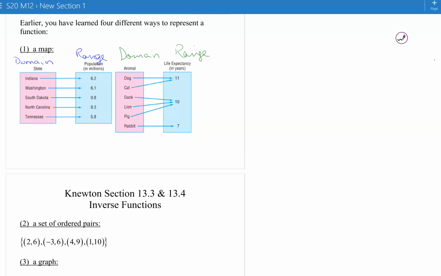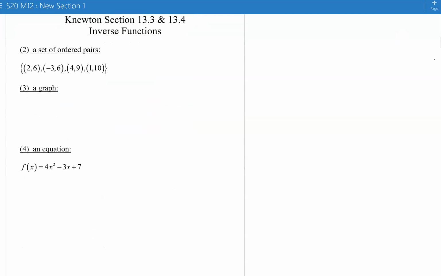So the first map is obviously a function. The second map is also a function because each animal has a life expectancy and has only one life expectancy. So then we go to the set of ordered pairs, and we have (2, 6), (-3, 6), (4, 9), and (1, 10). So I like to make maps for these also. And we would have that the domain is the x coordinates, 2, -3, 4, and 1. And the range is the y coordinates, 6, 9, and 10.